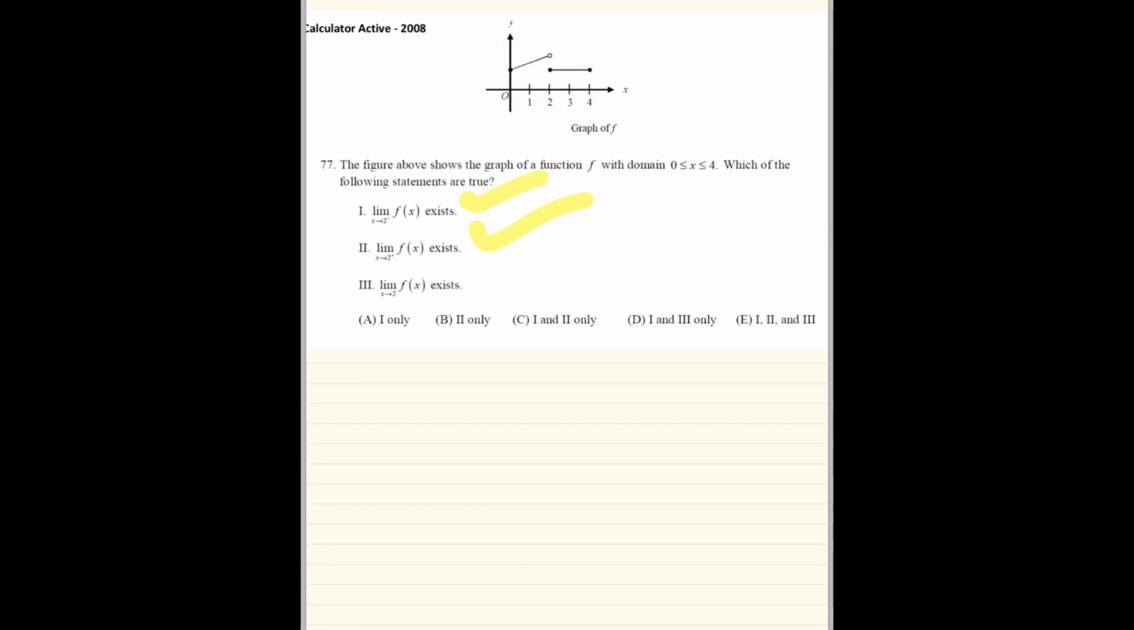So for number 1, the limit exists from the left and from the right at 2, but not at 2, which means it's not continuous. And you can obviously see there's a jump discontinuity. So which of the following are true? 1 and 2 only. So that was pretty simple. This was, again, from 2008.